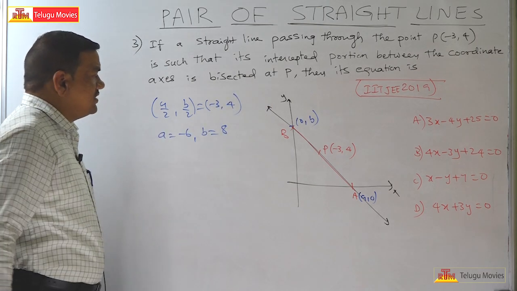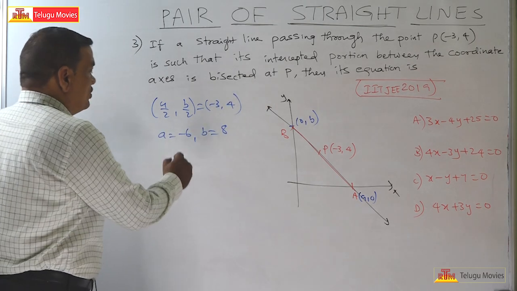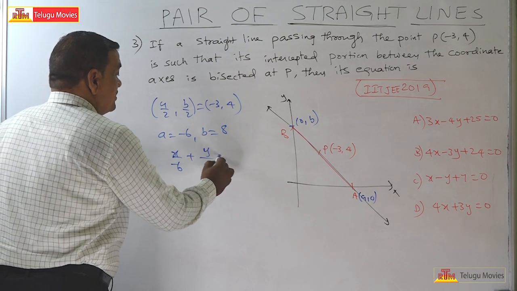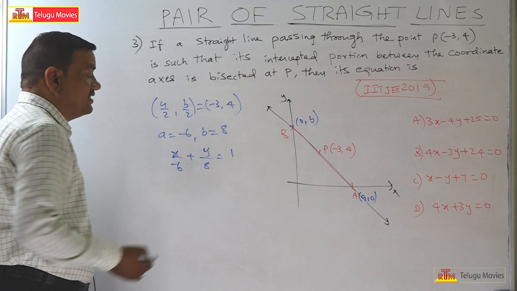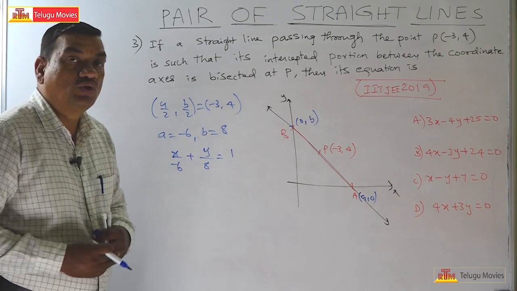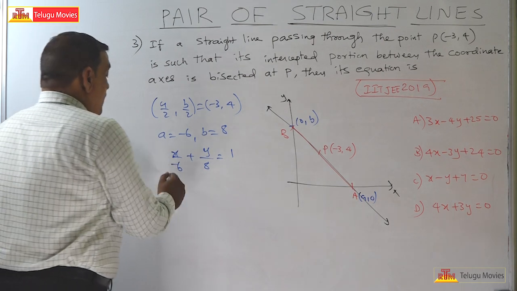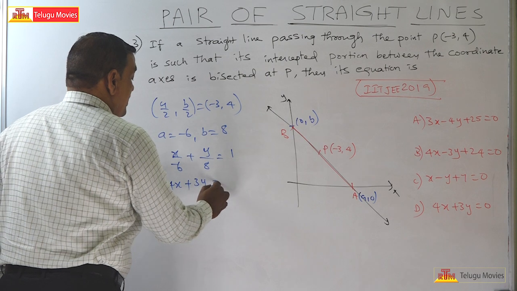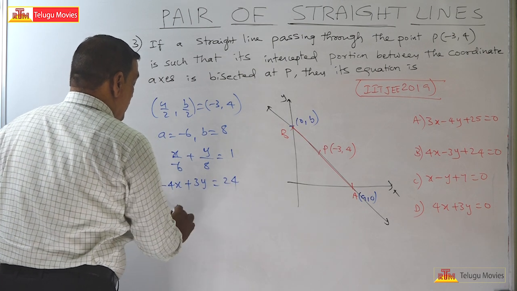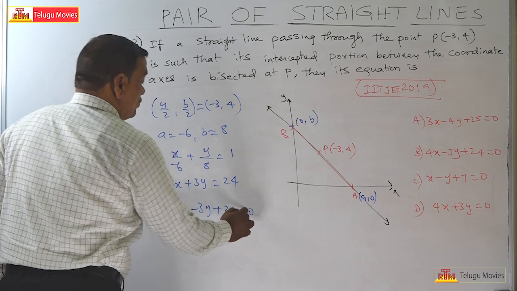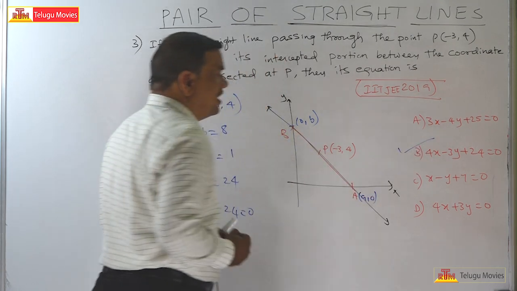From these, the equation of the line is x by minus 6 plus y by 8 is equal to 1. Minus 6 and 8, the LCM is 24. Multiply with 24. Here minus 4x plus 3y is equal to 24. So 4x minus 3y plus 24 is equal to 0. Therefore, option B is the correct answer.